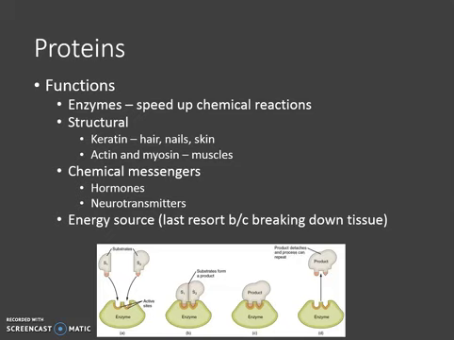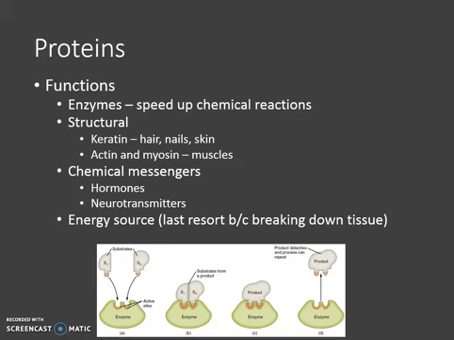For example, for us to extract energy from our food and store it as ATP, we have to have enzymes to help speed up that process. Without those enzymes, we can't make ATP fast enough for things like our heart to keep beating. Proteins can also be structural. Keratin is a protein that makes up your hair and your fingernails, and it also helps to give your skin a little bit more strength. Actin and myosin are both proteins found in your muscles, and it's the action of actin and myosin sliding across each other that allows your muscles to contract.